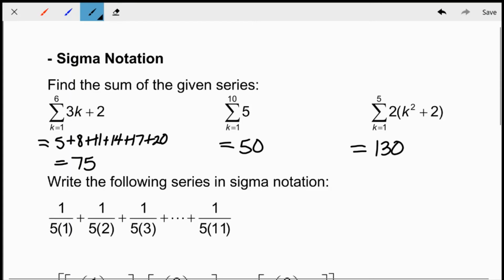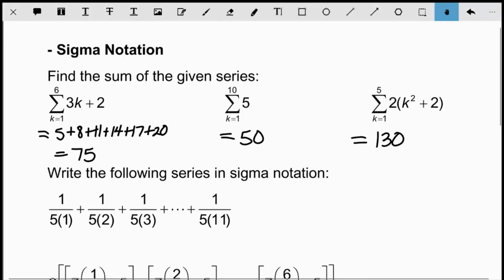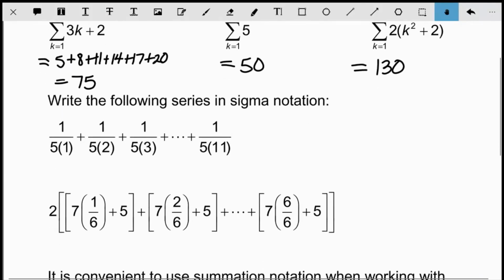Okay, so it says write the following series in sigma notation. So this is really what we're going to be trying to do with these problems that we look at. We're going to look at the patterns. We're going to try to figure out how to write these long rectangular approximations in a more concise form.